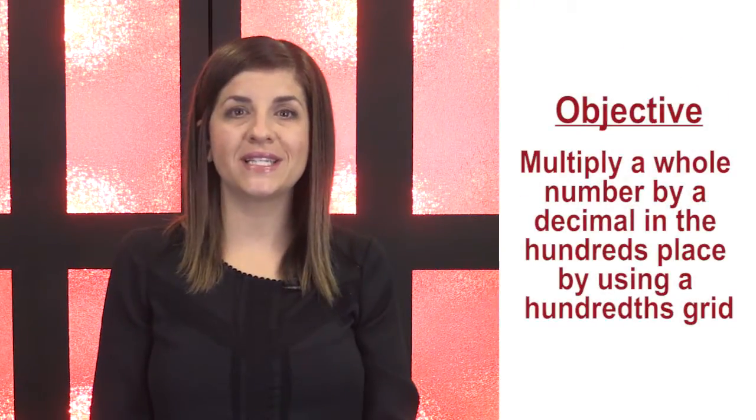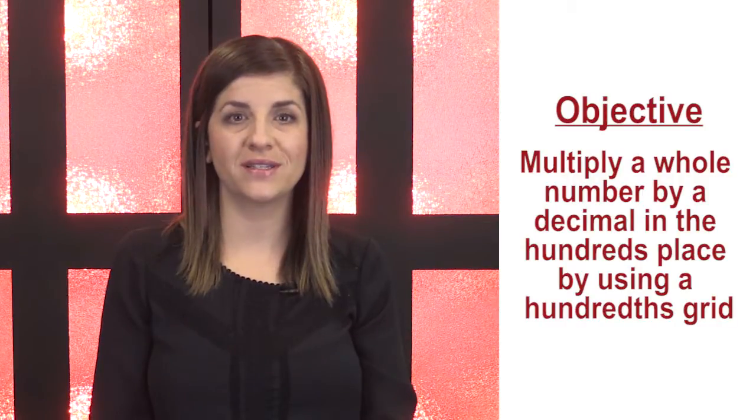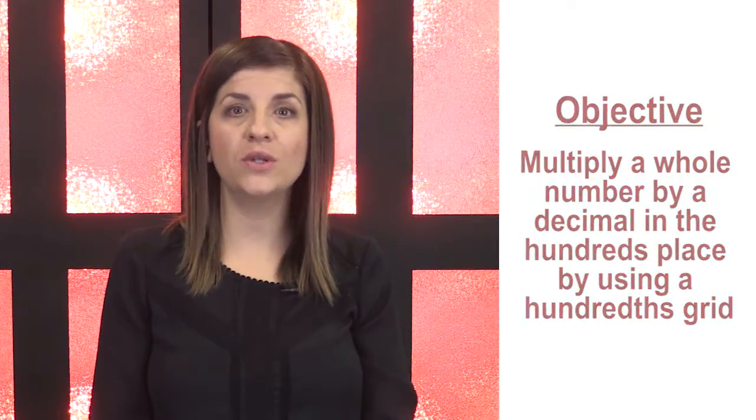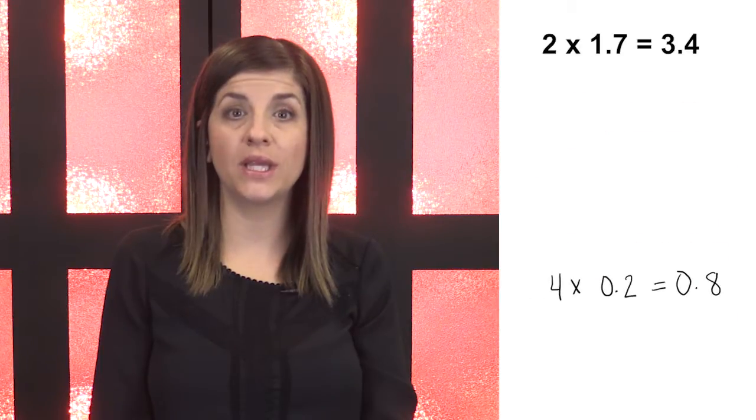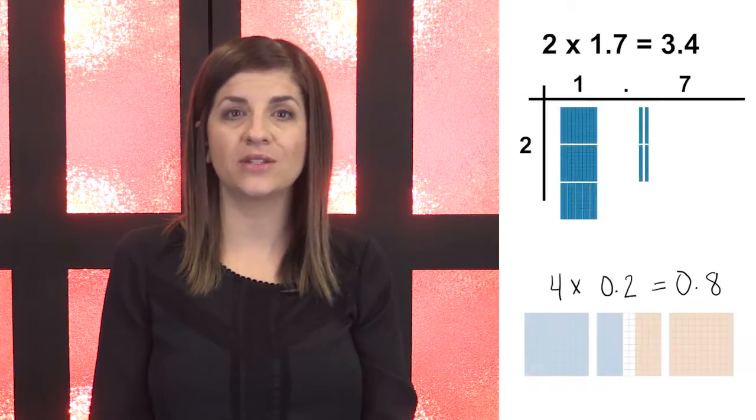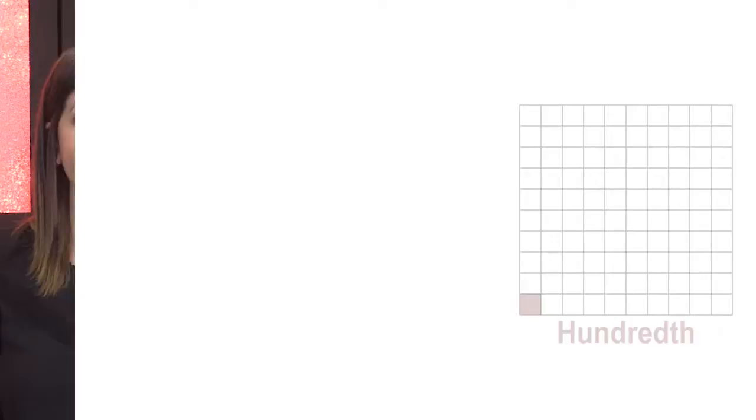The objective of this lesson is to multiply a whole number by a decimal in the hundredths using hundredths grids. In previous lessons, students multiplied whole numbers by a decimal in the tenths using arrays and hundredths grids. Today they will use the same methods extended to the hundredths place. In the hundredths grid, each grid represents a whole, each column represents a tenth, and each square represents a hundredth.